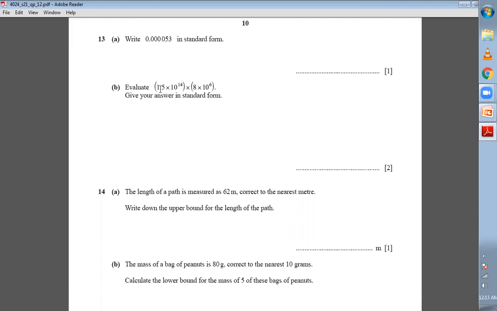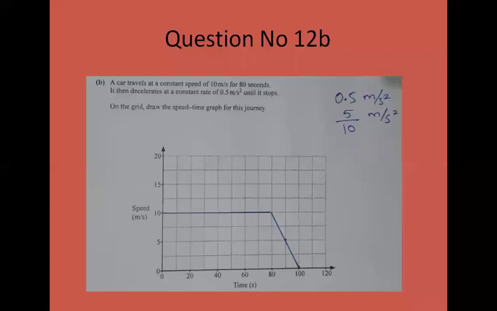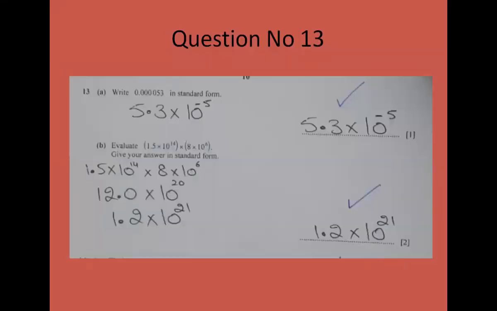Then it says evaluate 1.5 into 10 power 14 times 8 into 10 power 6. Give your answer in standard form. So you will have 5.3 times 10 to the power minus 5. That is how you convert it into standard form.